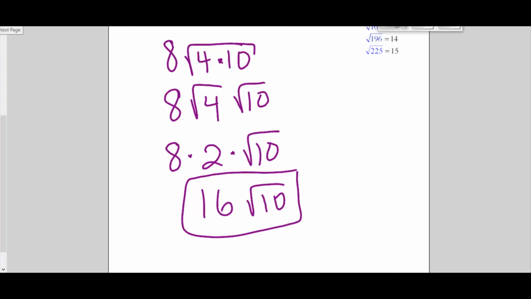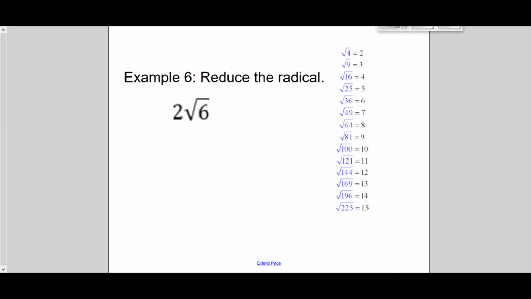I have two more examples for you to try. So 2 square root of 6. The square root of 6, if you notice, would be somewhere in between the square root of 4 and the square root of 9. There's not really a way to break up the 6. It's an even number, so you would hope that there was a way to break up the square root of 6, but there's not, and that's okay. So we're just going to leave this as 2 square root of 6. Sometimes you won't be able to reduce the radical, and that's fine. So you'll just rewrite it as 2 square root of 6.